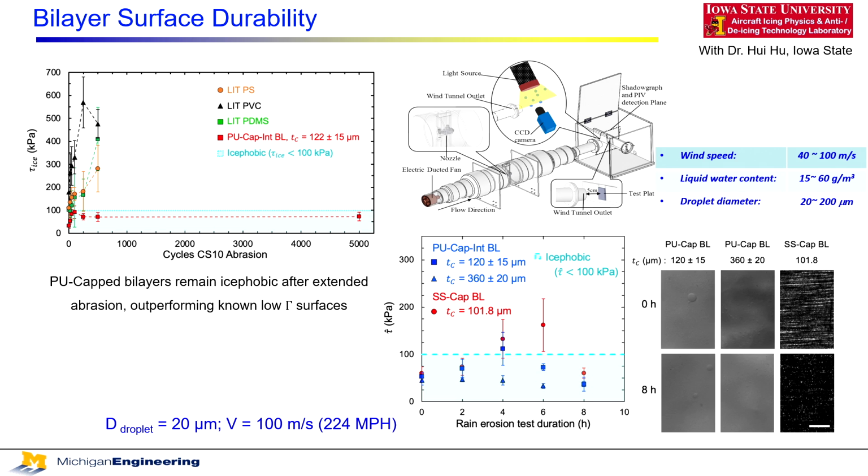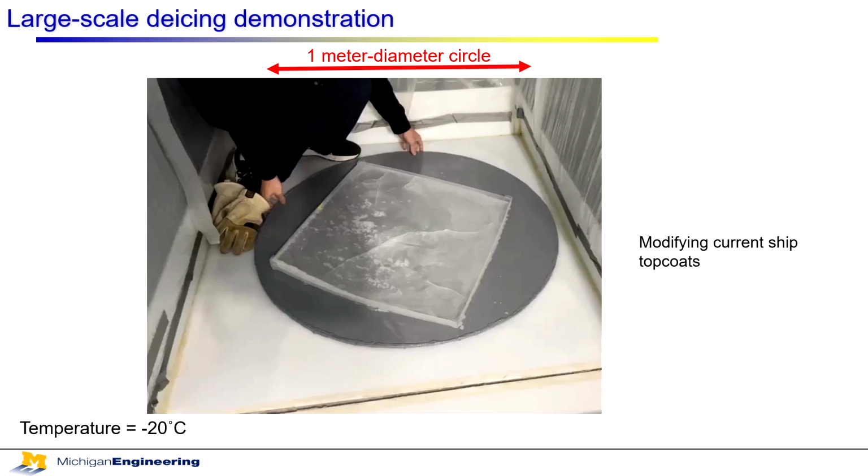It is just blasted completely. Once you have these steel and urethane hard coats, even after 8 hours, they're completely fine. There's no issue. They keep maintaining their ice adhesion strength, as well as interfacial toughness, and keep shedding things.